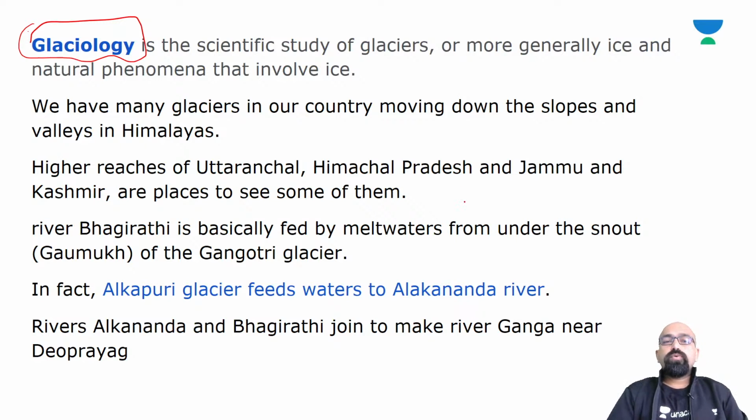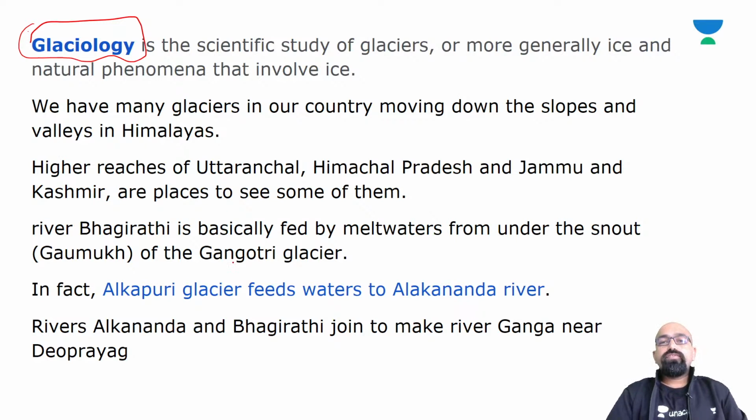Now we can say we have many glaciers in our country moving down the slopes and valleys in the Himalayas. For example, the higher reaches of Uttarakhand, Himachal Pradesh, and Jammu and Kashmir are places to see these glaciers.